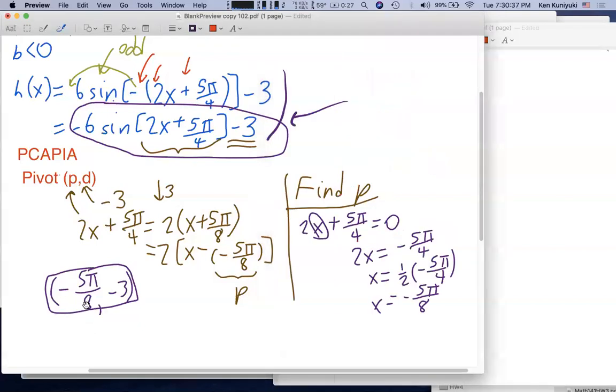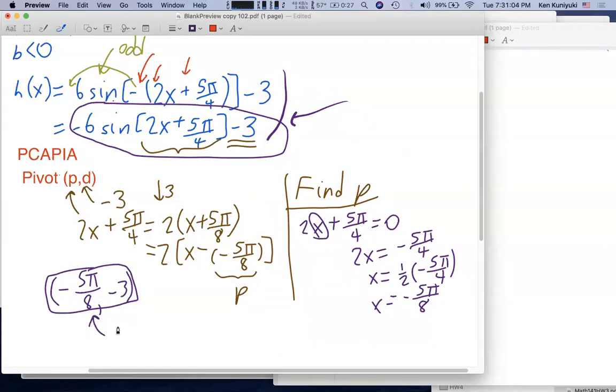Now, -5 pi over 8, I'll accept any horizontal shift that's appropriate. If you want to stick with -5 pi over 8, that's fine, although you might not get what I get in my answer sheet. Because here's the thing. You can get a better phase shift. In fact, some books define the phase shift to be the appropriate horizontal shift that is closest to 0. So in that sense, you can make this better.